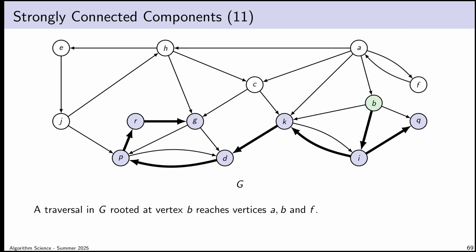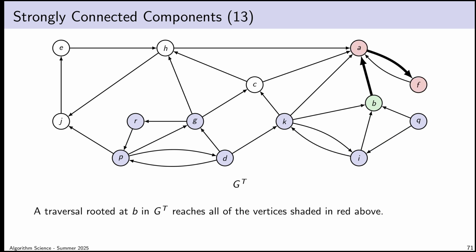Okay, so now I go to vertex B, and I run a traversal rooted at vertex B. There it is. Then I run a traversal rooted at vertex B in the transpose graph. And we observe that if I start at vertex B in the transpose graph, I go up to vertex A, I go down to vertex F. I'm going to shade vertices in red if they are visited by the traversal of the transpose, but not the traversal of the forward graph.